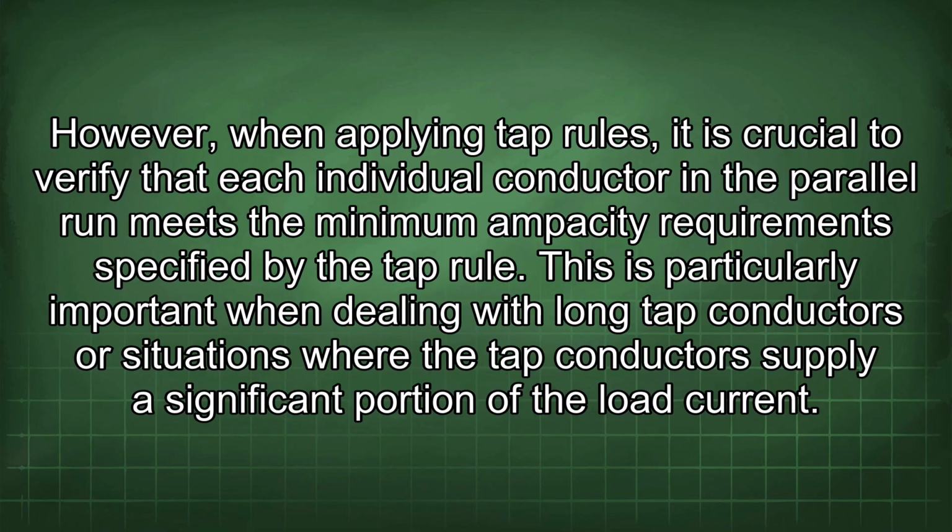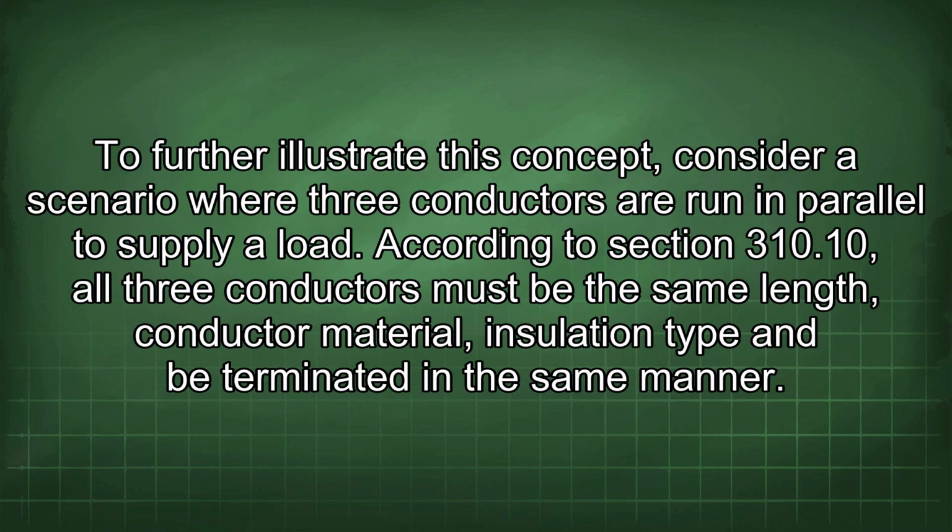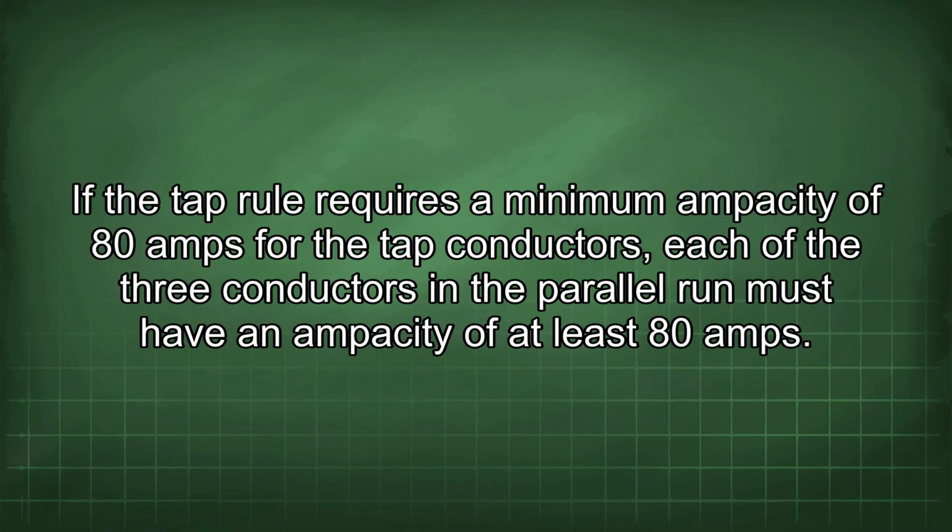This is particularly important when dealing with long tap conductors or situations where the tap conductors supply a significant portion of the load current. To further illustrate this concept, consider a scenario where three conductors are run in parallel to supply a load. According to section 310.10, all three conductors must be the same length, conductor material, insulation type, and be terminated in the same manner. If the tap rule requires a minimum ampacity of 80 amps for the tap conductors, each of the three conductors in the parallel run must have an ampacity of at least 80 amps.